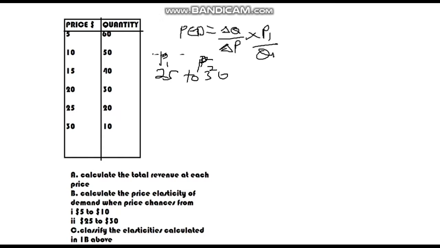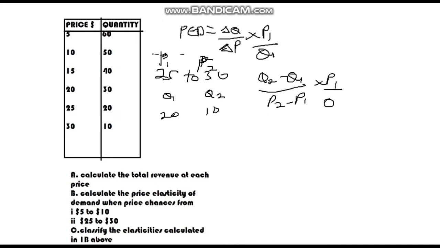The first price becomes your P1, and the second price becomes your P2, whereby for P1, its corresponding quantity will be your Q1. So Q1 will be what? For 25, Q1 is 20, and P2 is 30. Q2 will be what? So Q2 will be 10. So the formula is Q2 minus Q1 divided by P2 minus P1 times P1 over Q1.